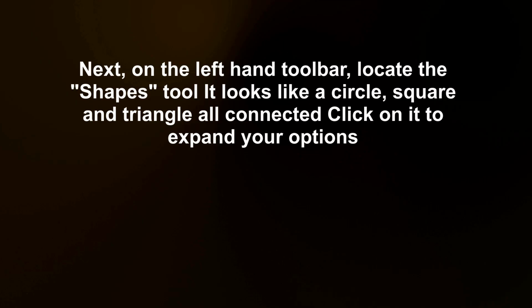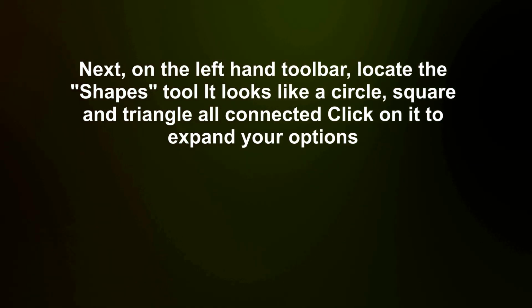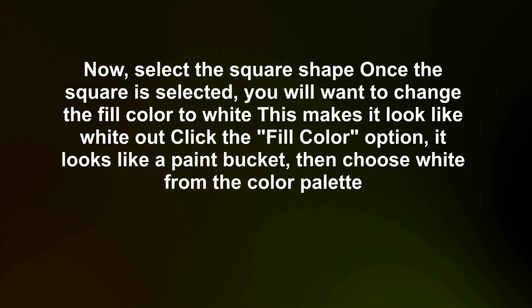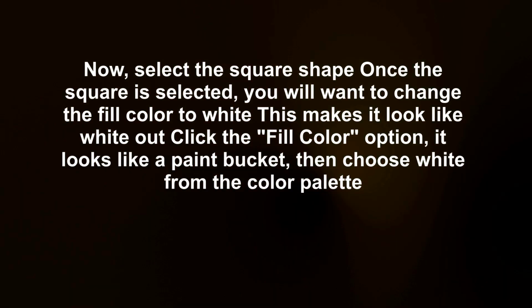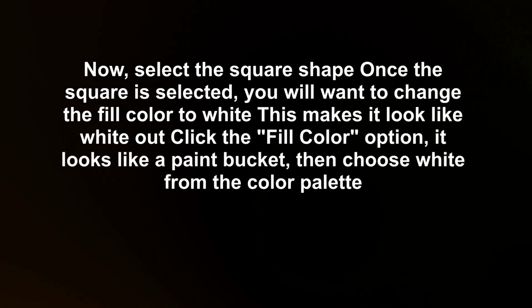Next, on the left-hand toolbar, locate the Shapes tool. It looks like a circle, square and triangle all connected. Click on it to expand your options. Now, select the square shape. Once the square is selected, you will want to change the fill color to white. This makes it look like whiteout.